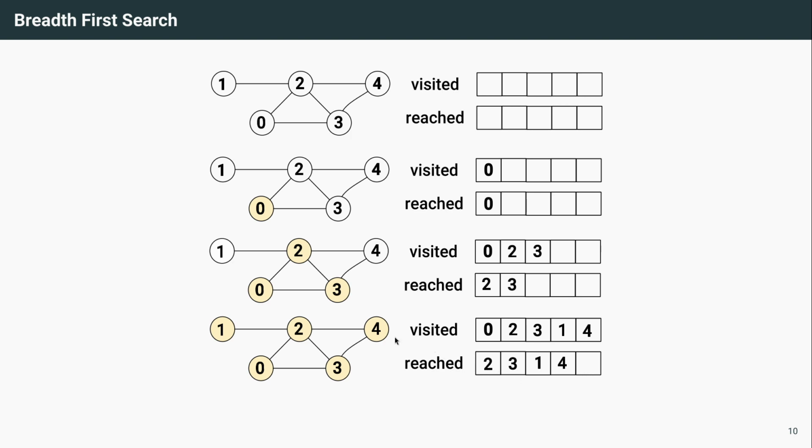So if you want to find a node, suppose we want to find 4 from the beginning. Once we explore 2, we see that there is a path from 2 to 4. So you can keep track and you can figure out that from 0 we can reach 4.